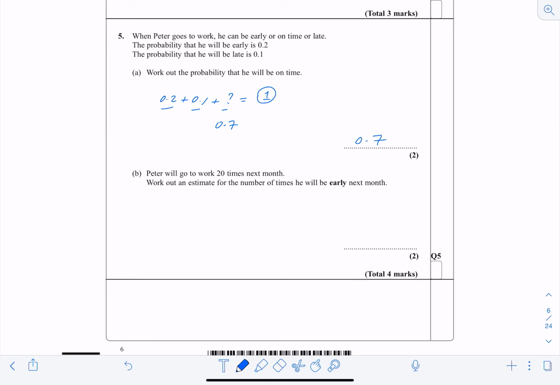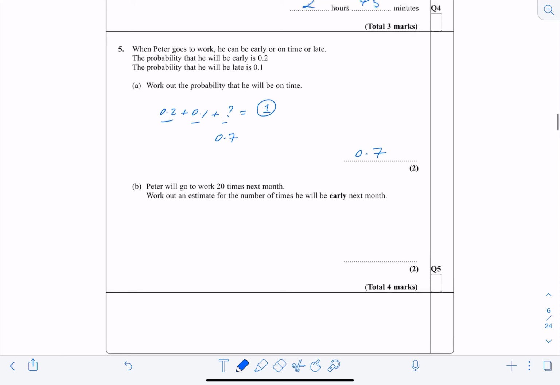Peter will go to work 20 times next month. Work out an estimate for the number of times he'll be early. Okay, so he's early 0.2 of the time, 20% of the time. So 0.2 times 20 equals 4. Okay.